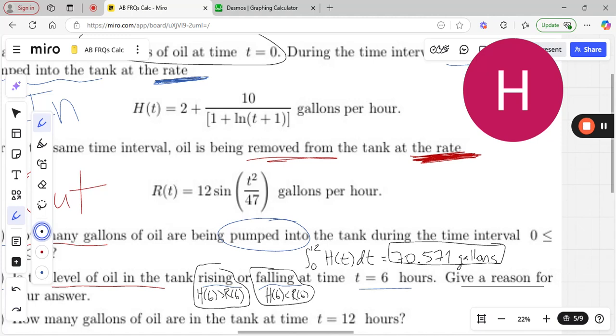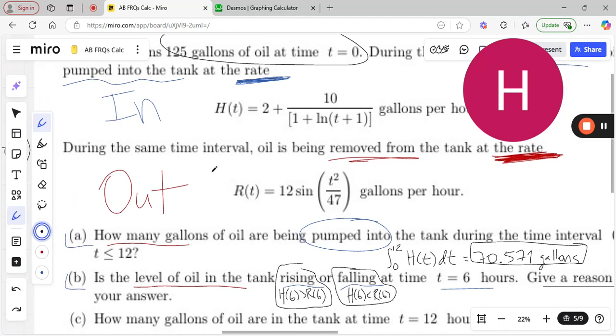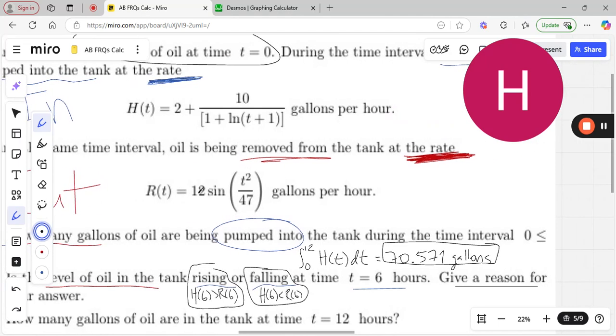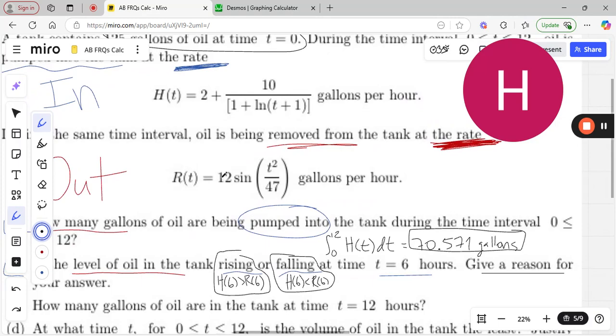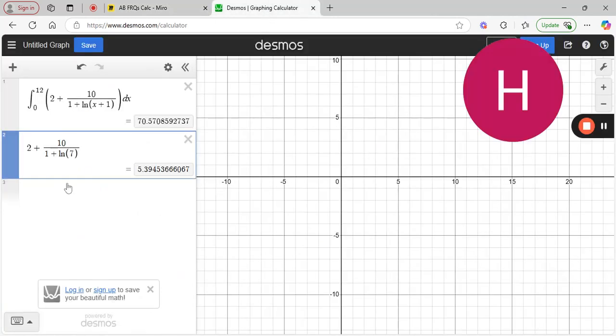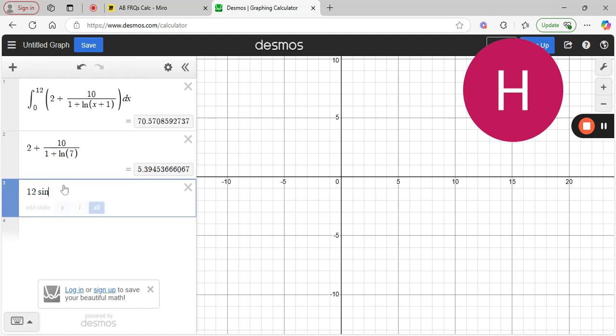All right. It's kind of weird that the amount being removed, this can be negative. This whole thing can be negative. What does it mean for oil to be removed at a negative rate? It's kind of weird. Anyways, let's plug in 6. This is just going to be 12 times sine of 6 squared over 47. And that's 8.3187.